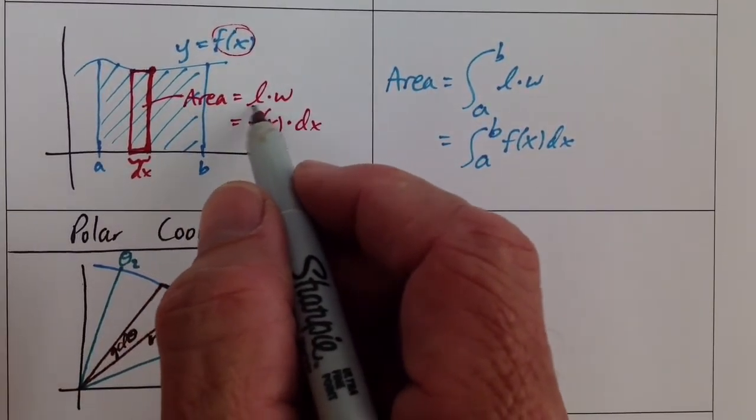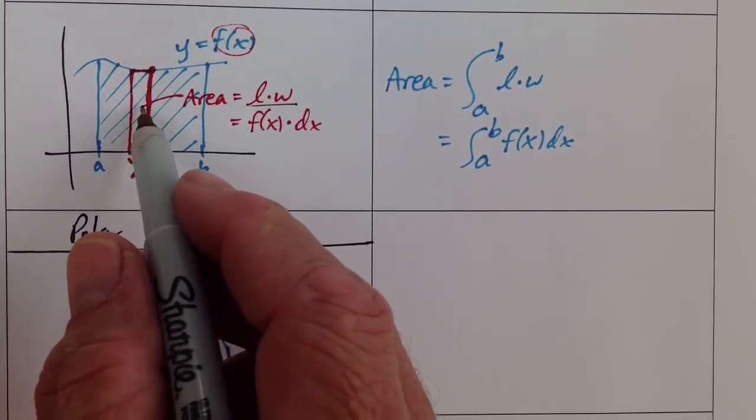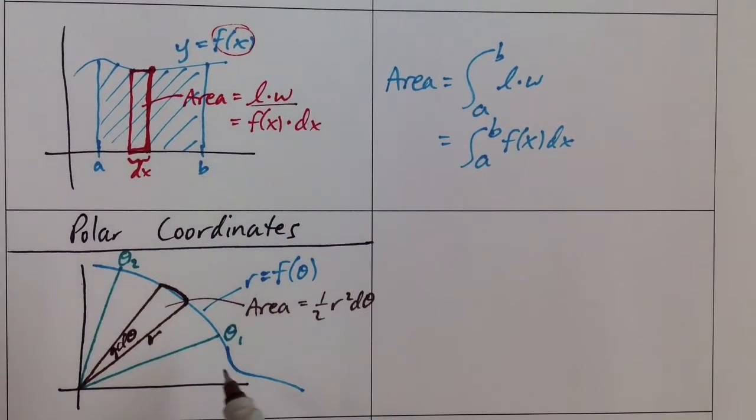Like I said, we had the area of the rectangle is length times width. The area of one of these rectangles is f of x dx. Well, the area of this sector is 1/2 r squared times the d theta.